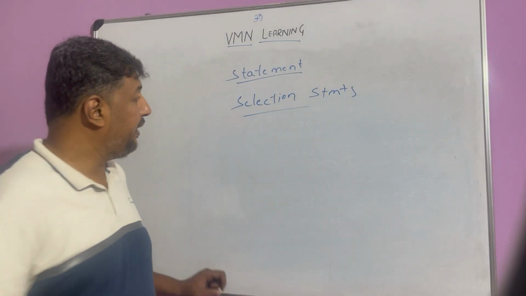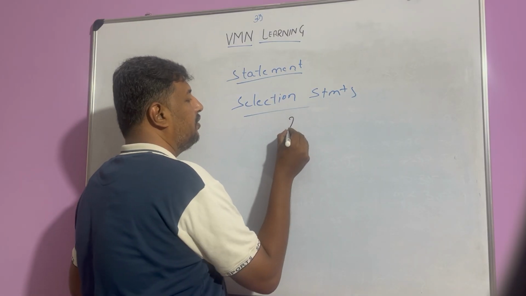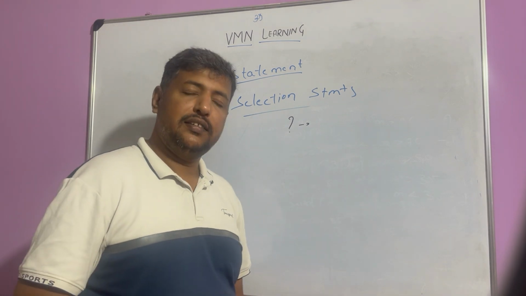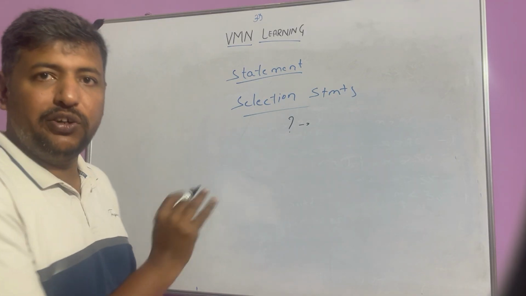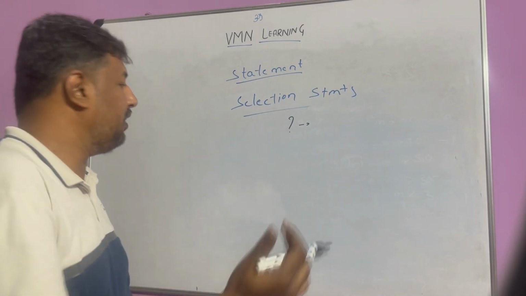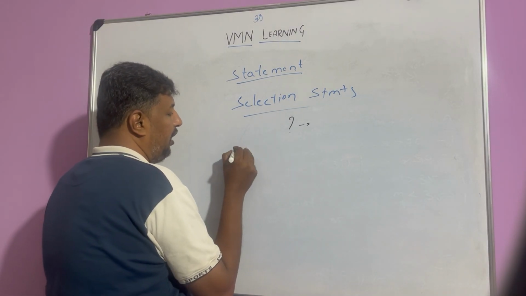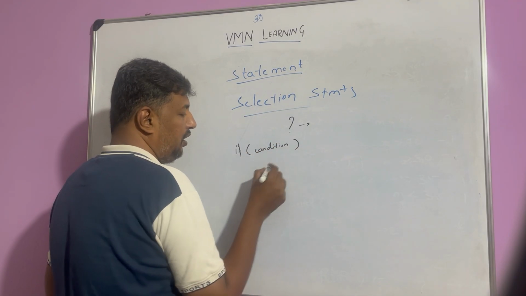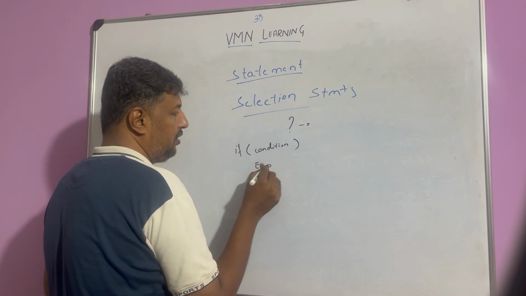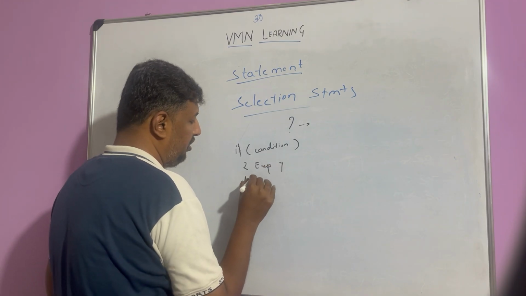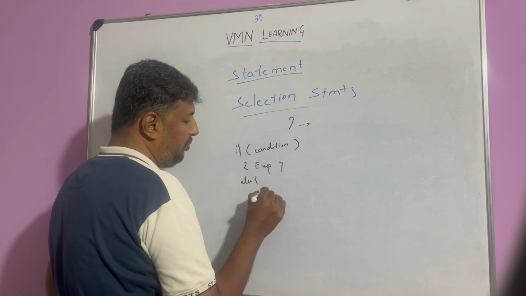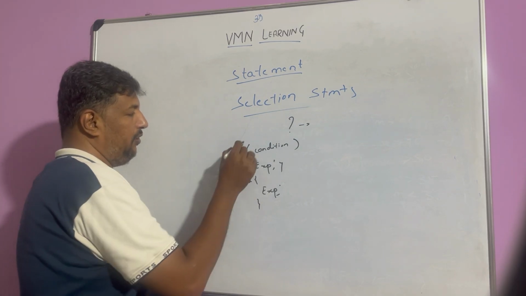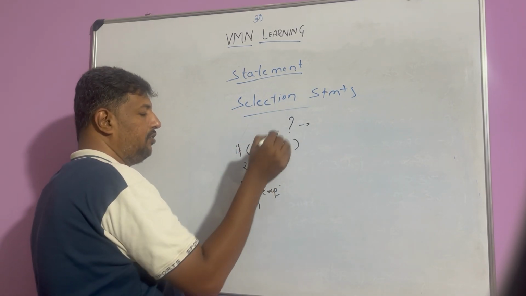Now let's talk about the ternary operator. Question mark. This is called a ternary operator. It is also an if else statement only, a similar type of if else statement. If condition, then there will be an expression, else there will be an expression to execute, correct? If condition is true, this will execute. If condition is false, this will execute.